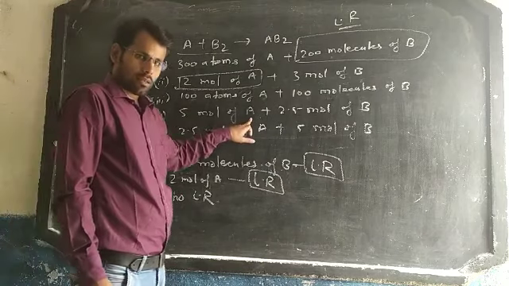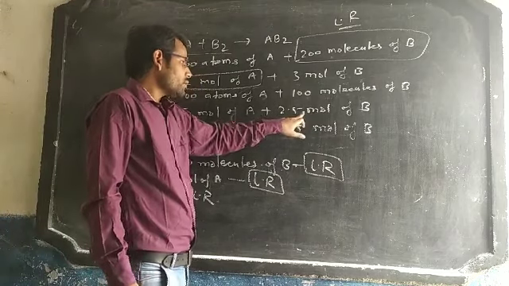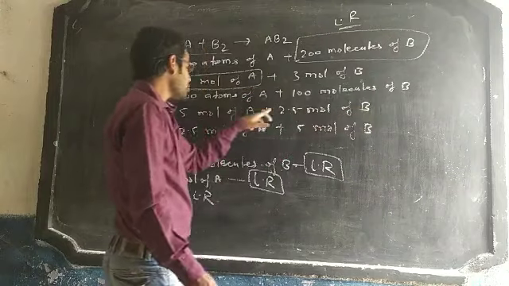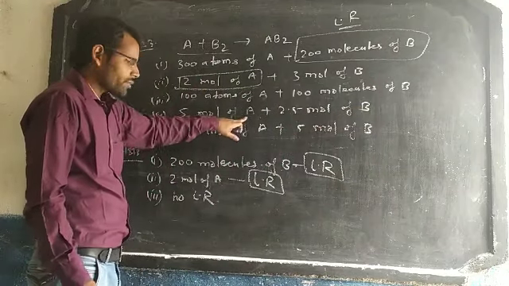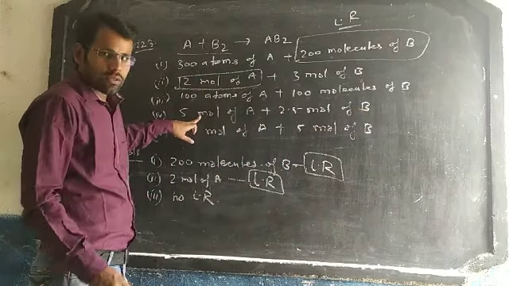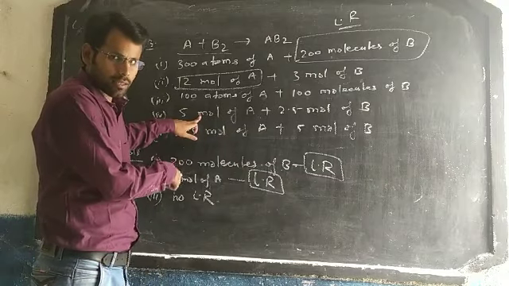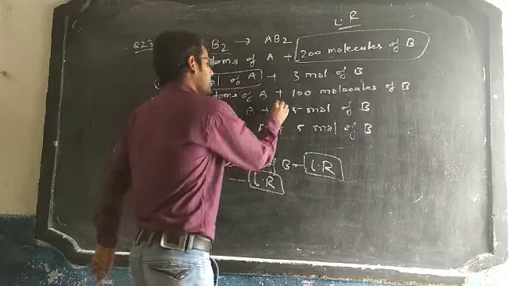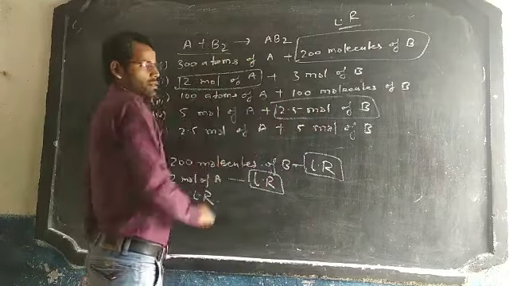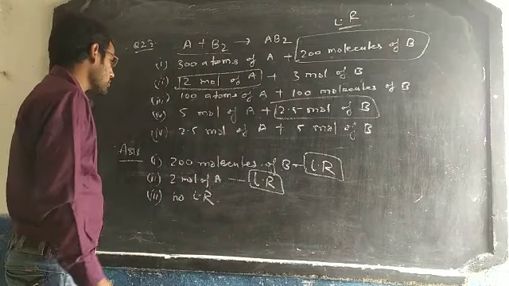Next, 5 moles of A and 2.5 moles of B. The 2.5 moles of B will consume 2.5 moles of A, and 2.5 moles of A will be in excess. So 2.5 moles of B is the limiting reagent.